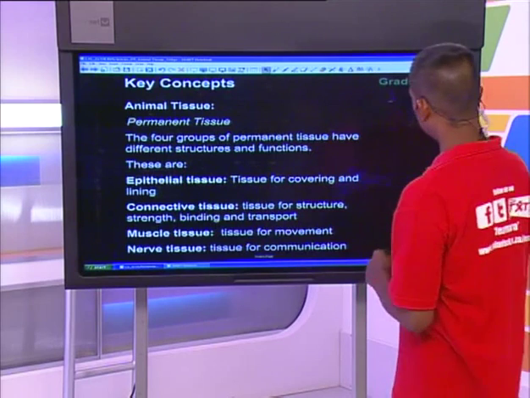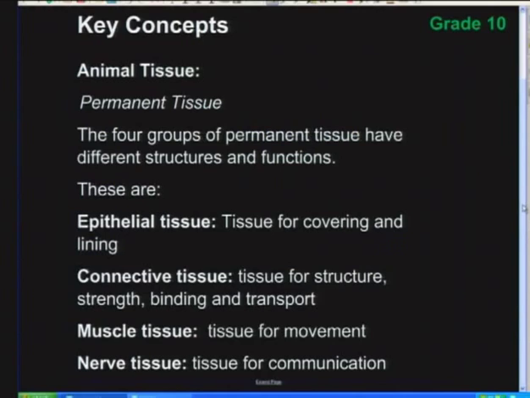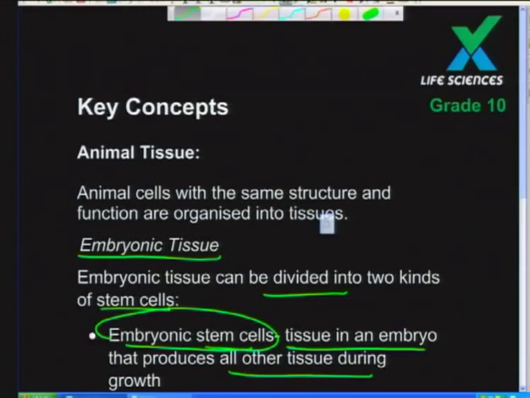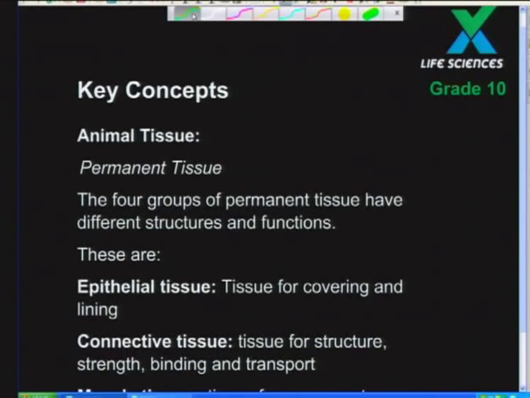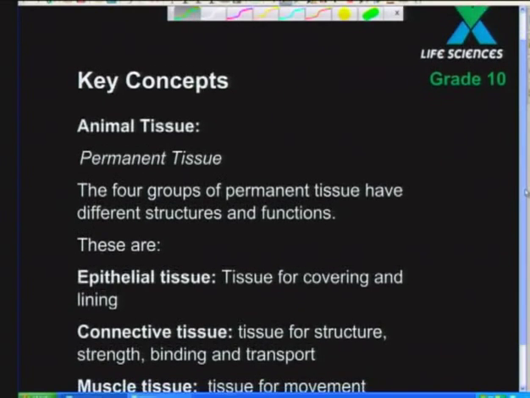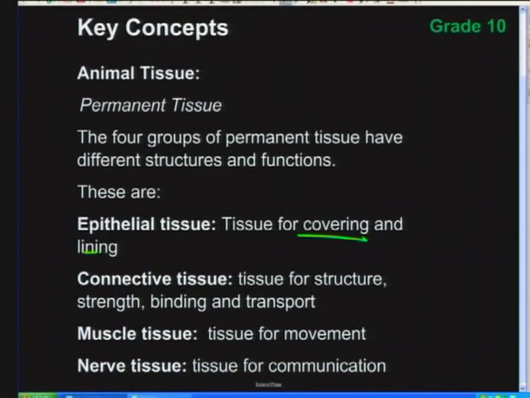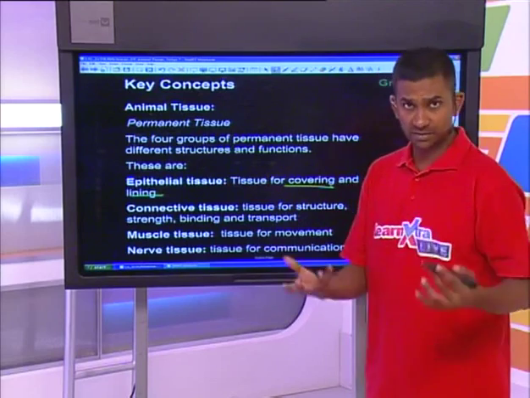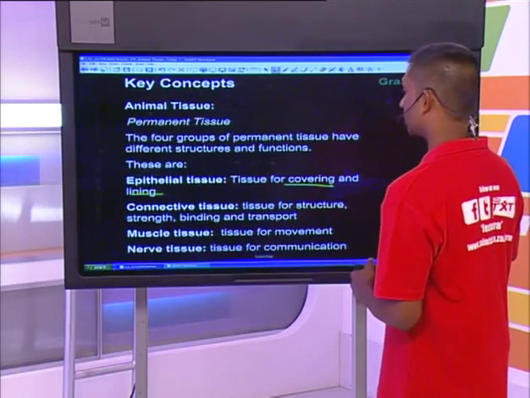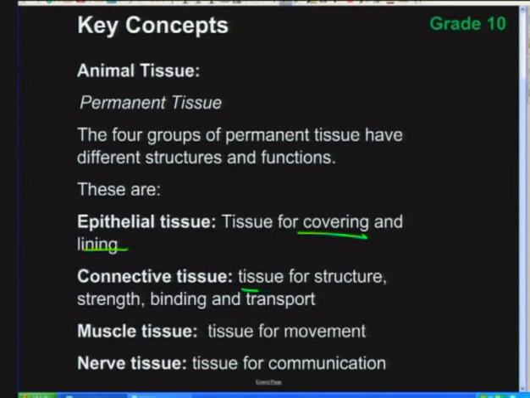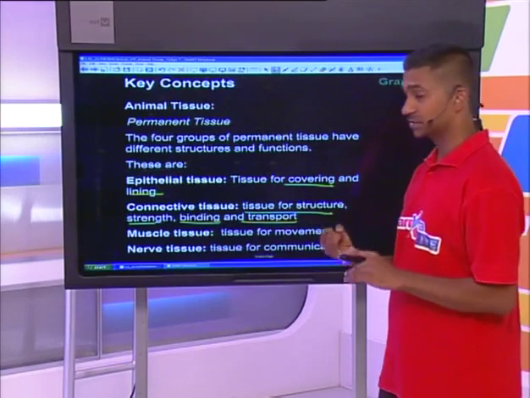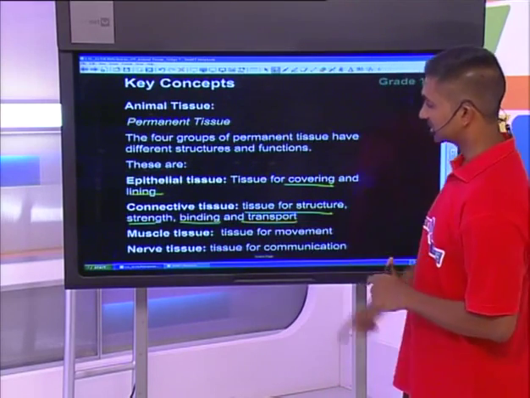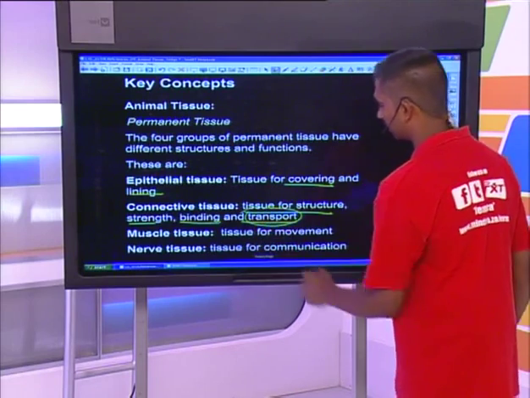So let's look at what we covered on tissues. I'm going to very quickly go back into the theory. We spoke about epithelial tissue, which was basically tissue for covering and lining. An example would be the skin, and below the skin we saw that there was adipose tissue. We also spoke about connective tissue, which is tissue for structure, strength, binding, and transport. Connective tissue would include the bones, the tendons, the ligaments, as well as the blood, which we're going to look at in a little while.